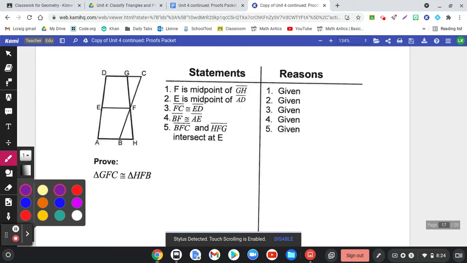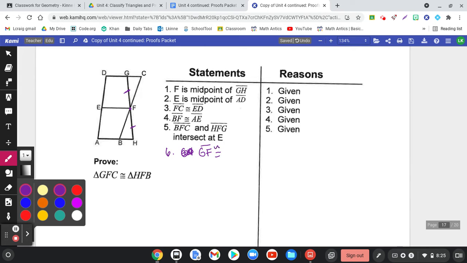F is the midpoint of GH. So what does that mean? GF, oops, I don't know if I wrote it correctly. GF is congruent to HF because it's the midpoint. Definition of midpoint.